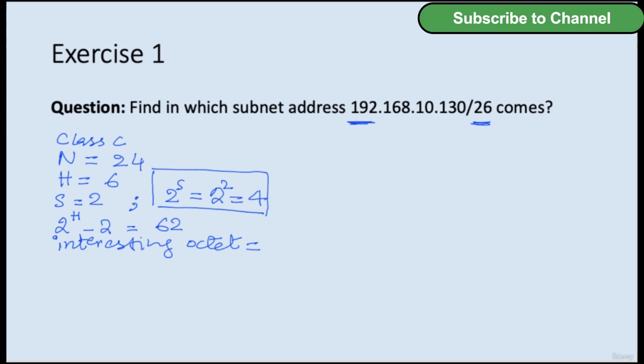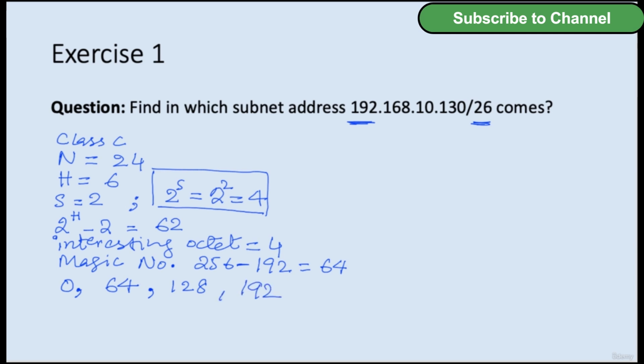The interesting octet will be the 4th octet because it's a class C IP address, and then the magic number, which is 256 minus 192, which gave me the value 64. So my first increment will be 0, the next will be 64, the next will be 128, and the next will be 192. How these increments are produced, you already know. We have done a lot of examples on these.